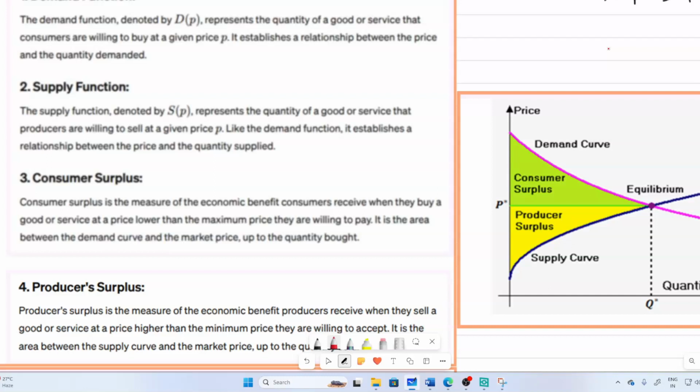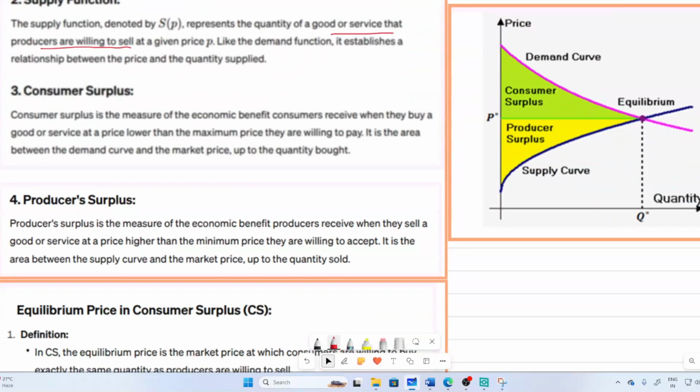So the demand function represents the quantity of good or service that consumers are willing to buy at a given price P. It establishes the relation between price and quantity demanded. The supply function gives the quantity of good or service that producers are willing to sell at a given price P. It will also establish a relation between price and quantity supplied.